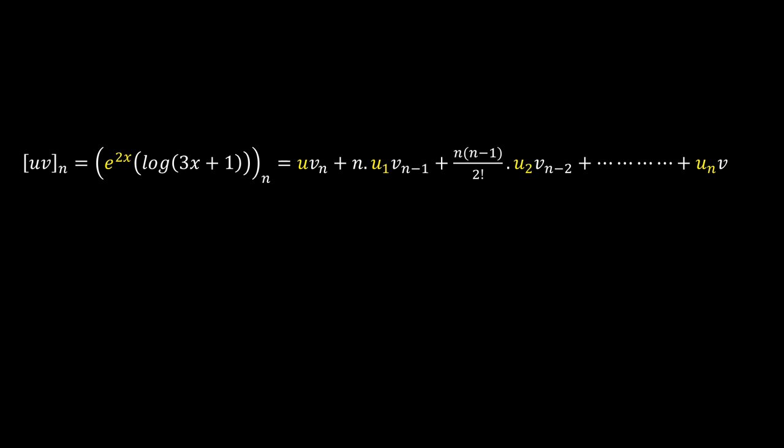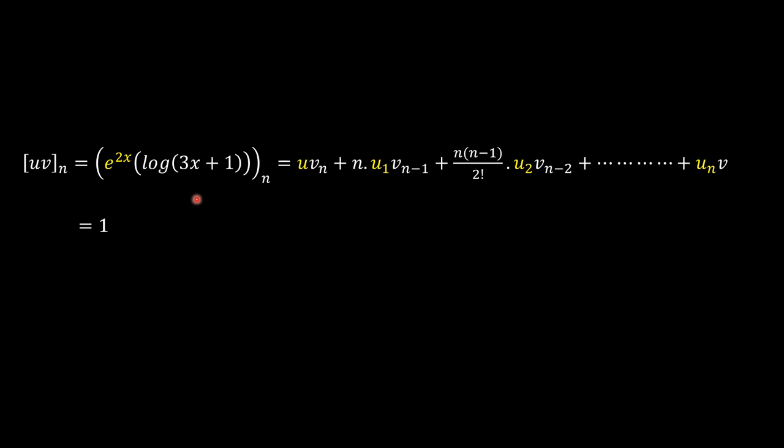From the Leibniz rule, the nth derivative of the product of the two functions u and v is given by u into nth derivative of v plus n into the first derivative of u multiplied with n minus 1th derivative of v, so on up to nth derivative of u multiplied with v. Over here I have chosen u as e to the power 2x and v as log of 3x plus 1.